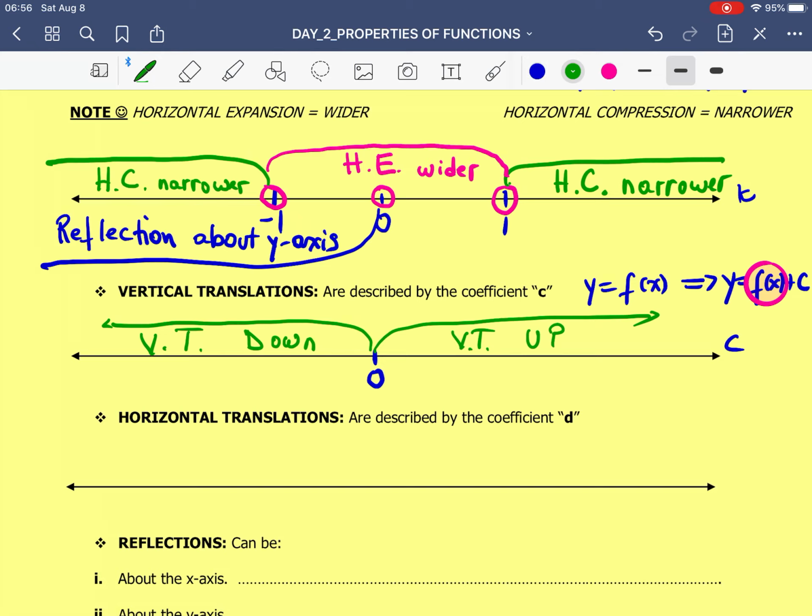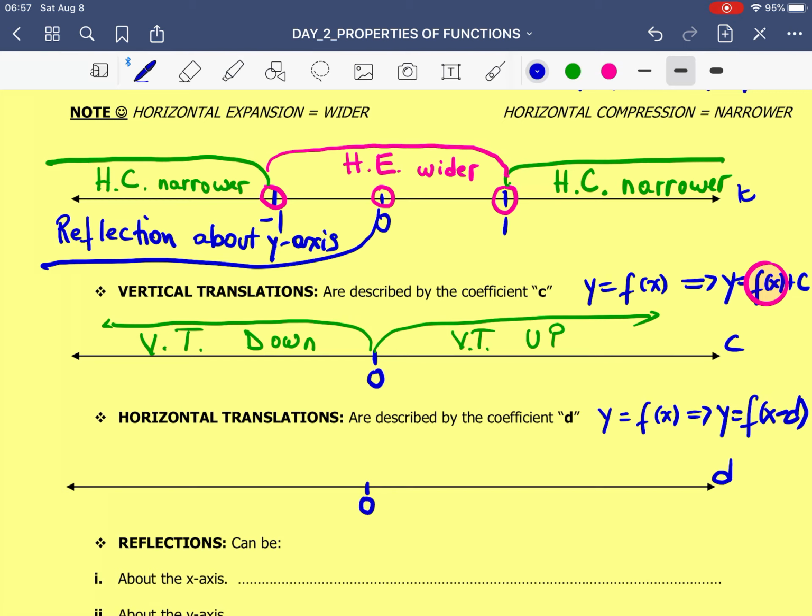Now, the last transformation that we'll talk about is the horizontal translation, which is caused by the coefficient d. Now, let's take a look at where the coefficient d is placed in the transformed equation. So y equals f of x, which is your parent function, will become y equals f of x minus d. So in this case, you are subtracting a value of d from x. So that's why it's a horizontal change.